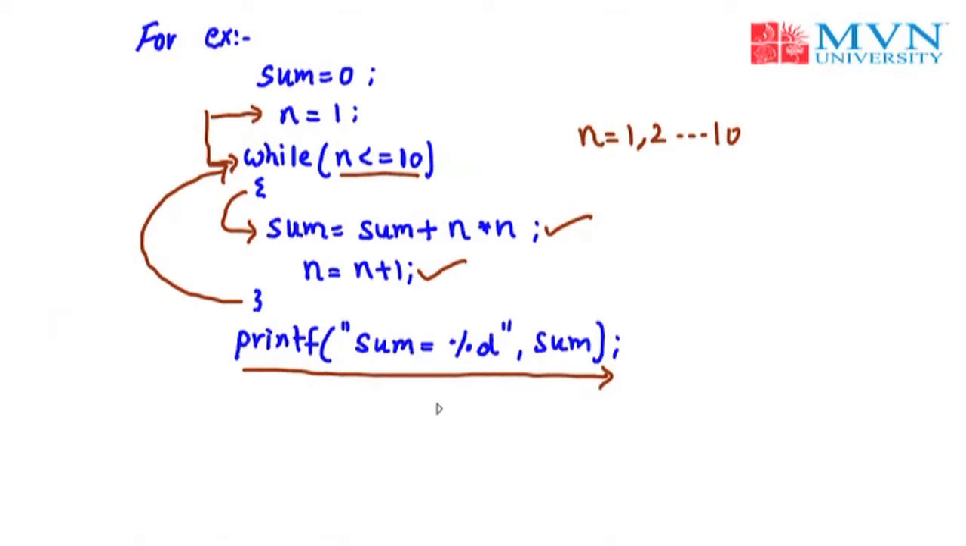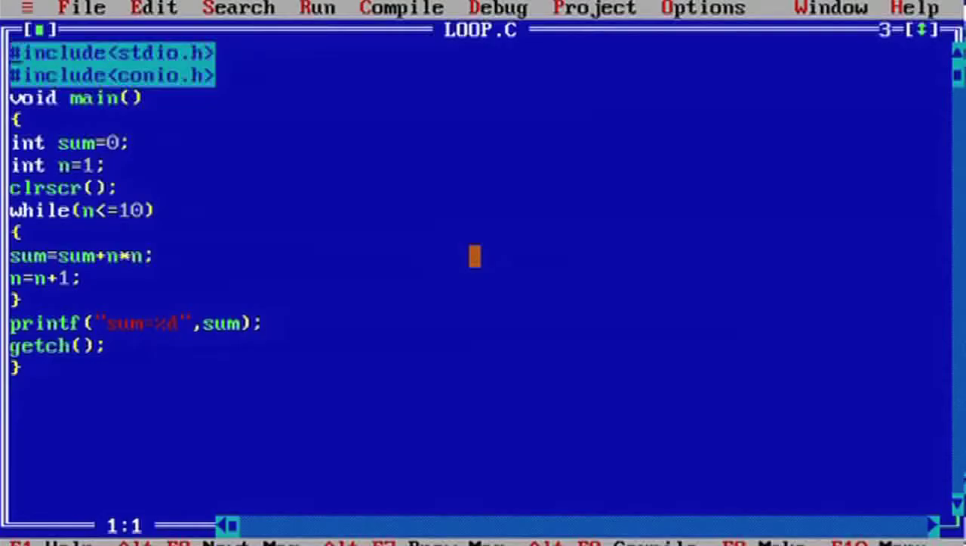Now let's run this program on the TurboC software. This is the same program which I have discussed. Here we first include the header files, then the main function. Here I have taken two variables sum and n, and the value of n is 1. Then the while statement is used and the same condition is used here that n is less than equal to 10. So this loop will be executed 10 times and the value is printed in the sum variable.